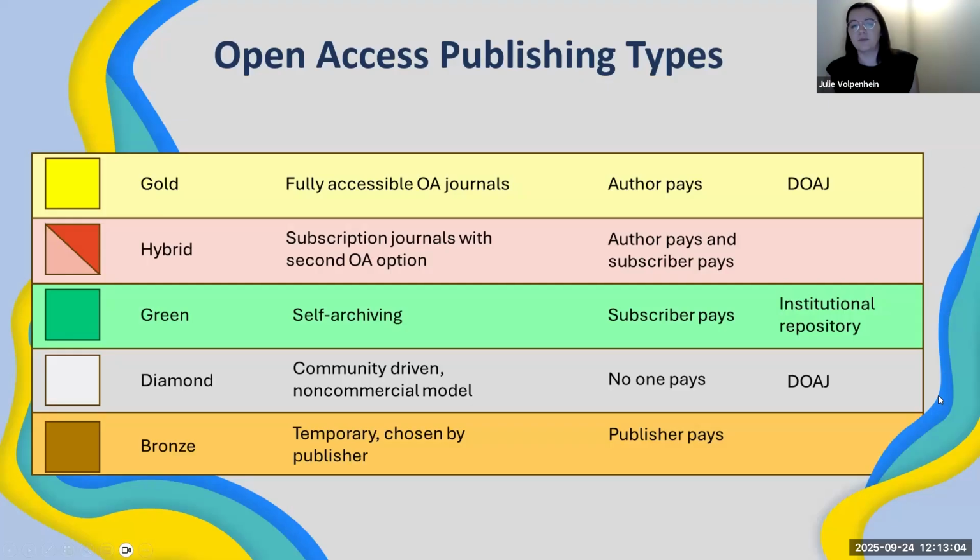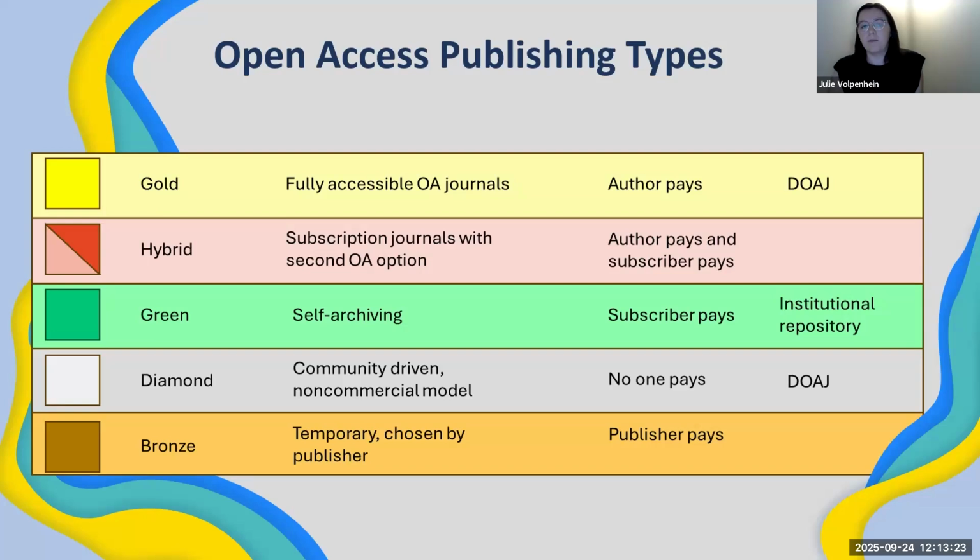And then lastly is Bronze. So Bronze is an open access option chosen by the publisher for different reasons. Sometimes if it's a work that they think, oh, this is a big article for us, they'll make it open access so anyone can view it. In this case, the publisher pays.